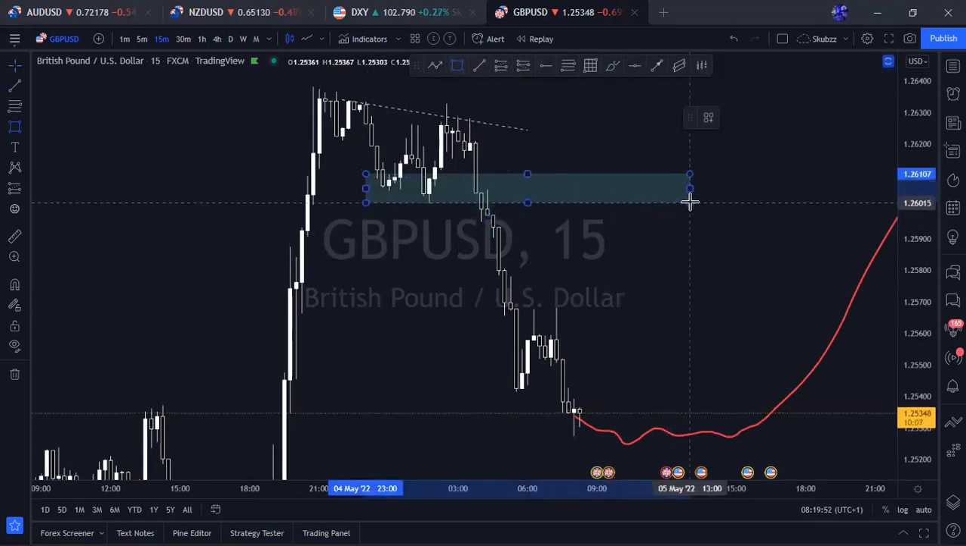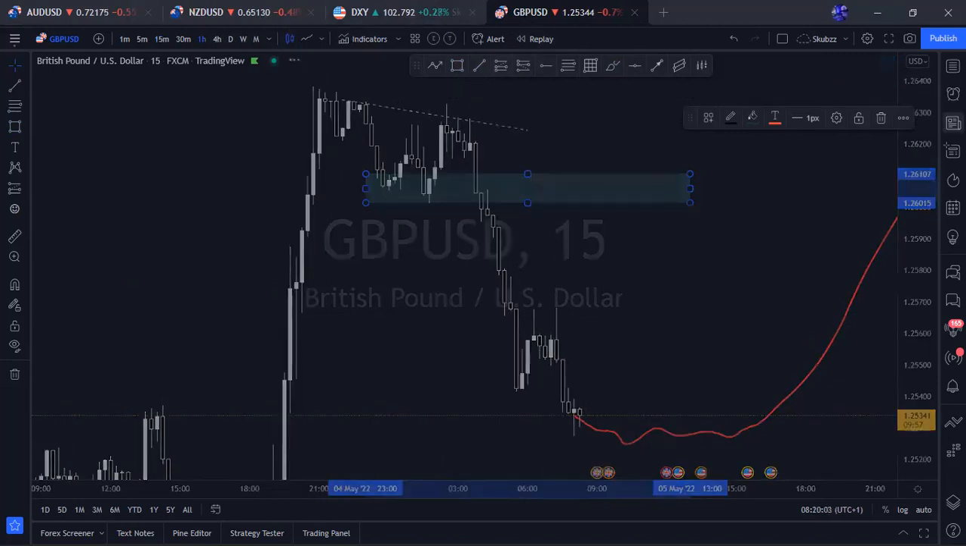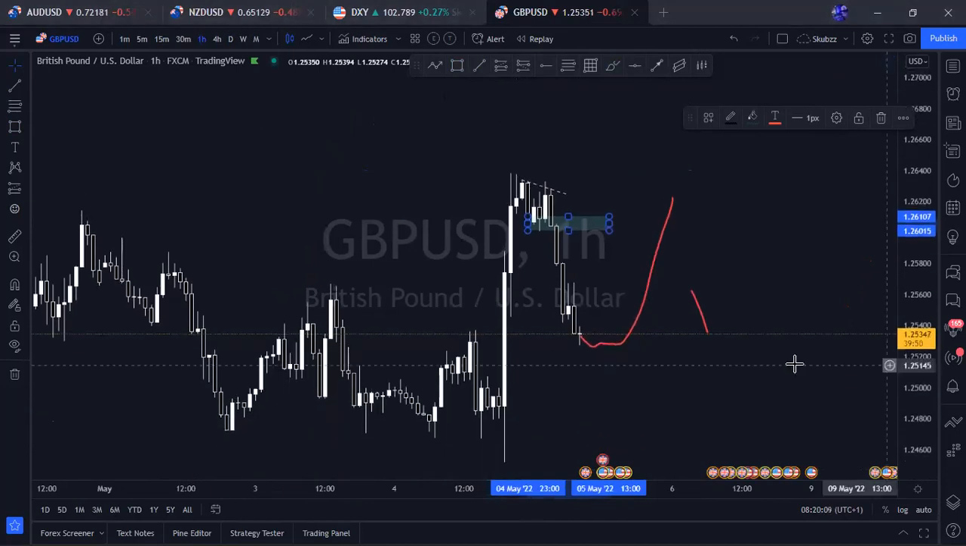But then let's just keep in mind this area. Just highlight this area and keep it on your charts, because we might actually see price react from here. Then let's go back to our 1 hour and find our areas of significance. So now we are more interested in taking buys in this place.